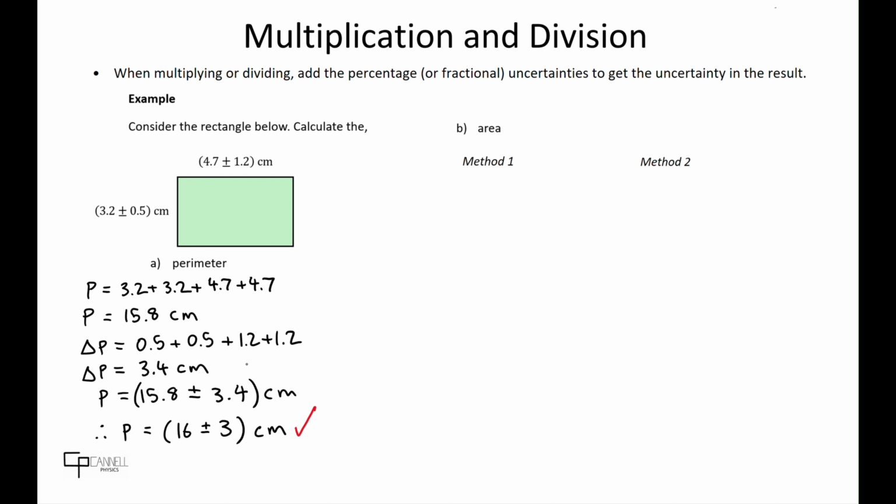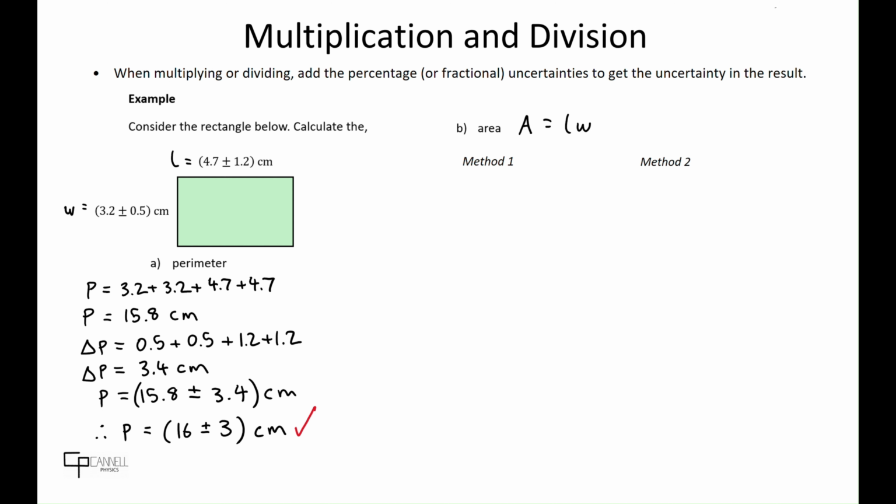So calculating the perimeter with its uncertainty, that was just a quick recap of the previous rule for addition and subtraction. Now let's actually do the multiplication and division rule by calculating the area. So let's just go ahead and calculate the area of this rectangle, not considering the uncertainties. And that's just going to be length times width. So I'm going to assign this 3.2 as the width and the 4.7 as the length.